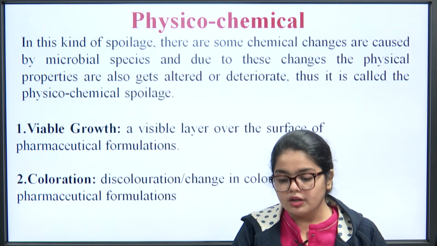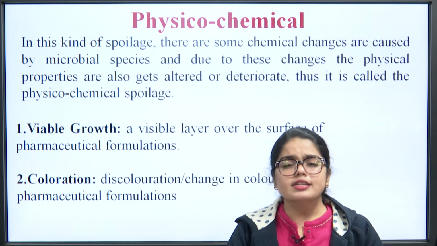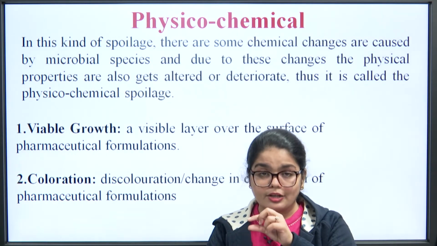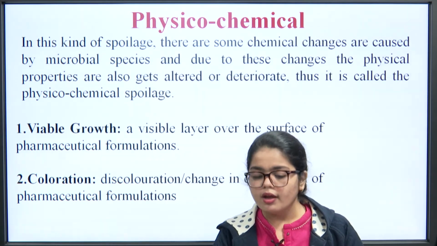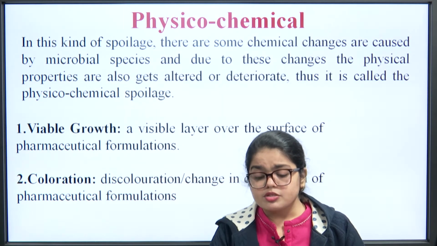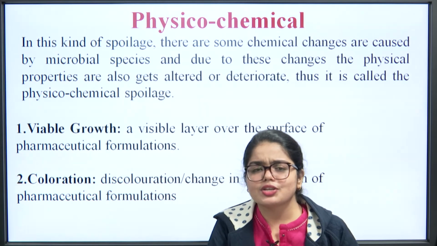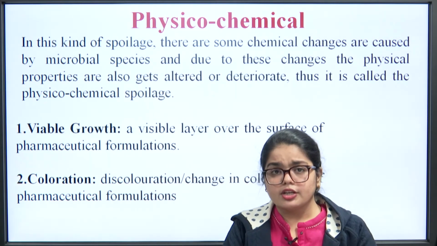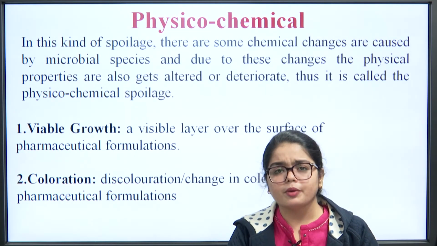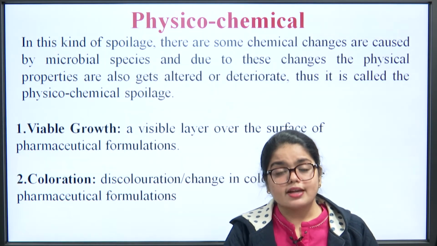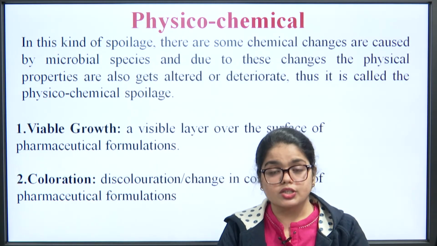First is the viable growth. A visible layer over the surface of the pharmaceutical formulation is seen. As I just told you, some kind of fungi or mold develops a small thin cottony layer over the surface of the syrup. It is visible to you. Then comes coloration: discoloration or change in coloration of the pharmaceutical formulation. Discoloration means maybe the syrup is orange color and after some time the color disappears. It could become transparent or it could just become turbid. Moreover, change in coloration means the syrup was orange colored, but then it turned to red color. So, this is the change in color.